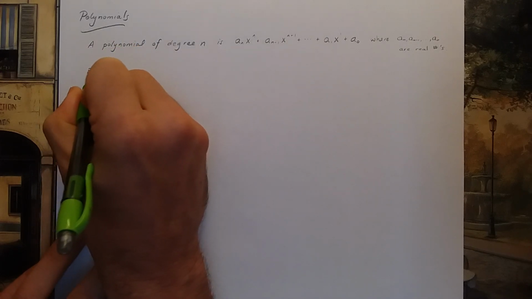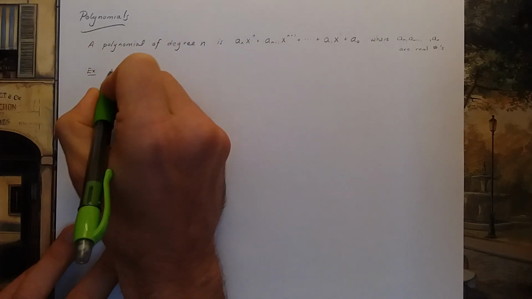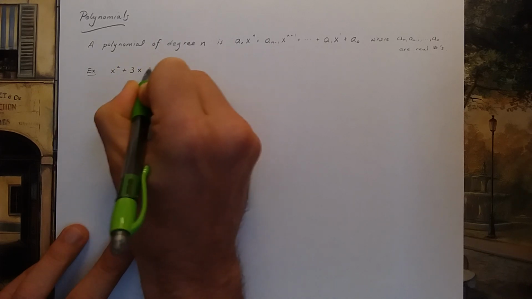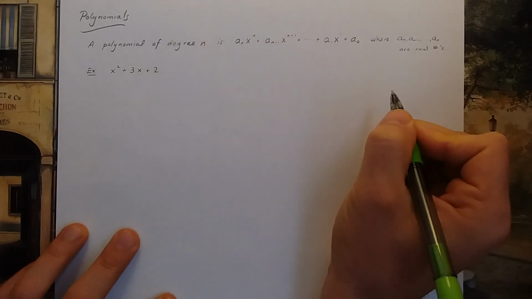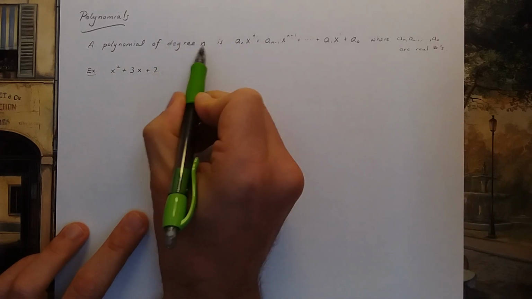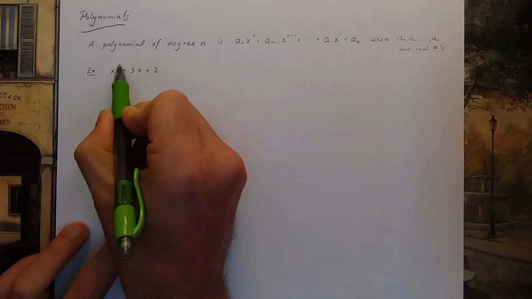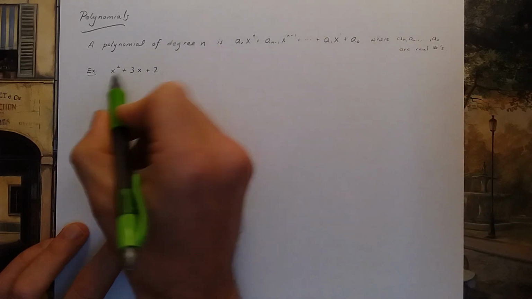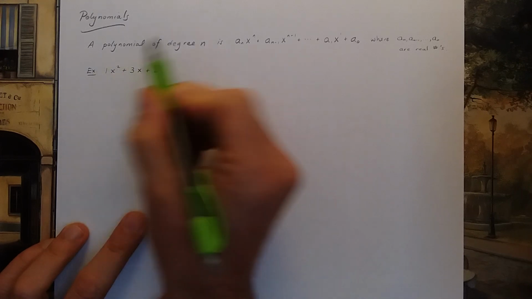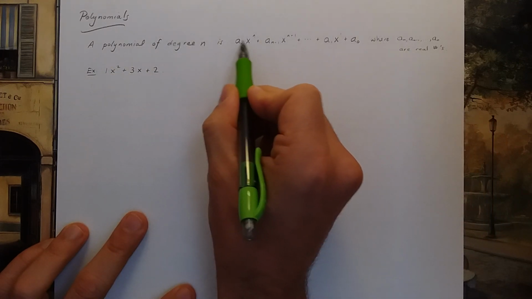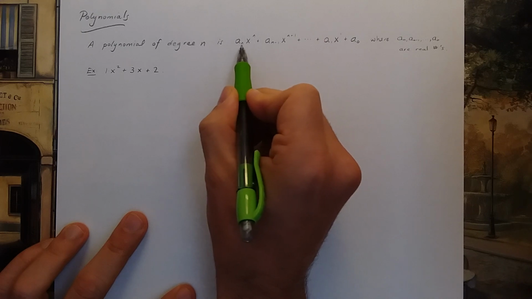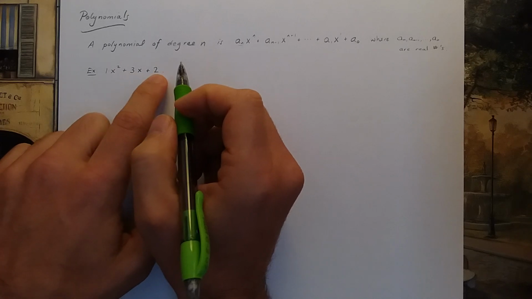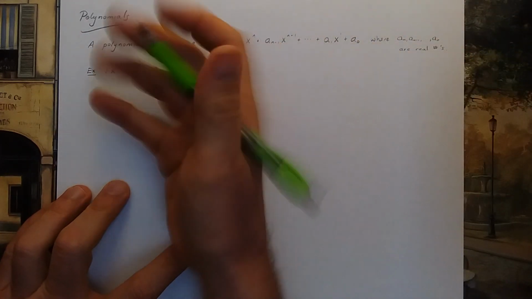Let's see some examples. So x squared plus 3x plus 2 is a polynomial. Here, n is equal to 2, so my degree is 2. It's the highest power of x you see. And maybe I can write 1x squared to show you that the first term has a coefficient equal to 1, then 3x plus 2.